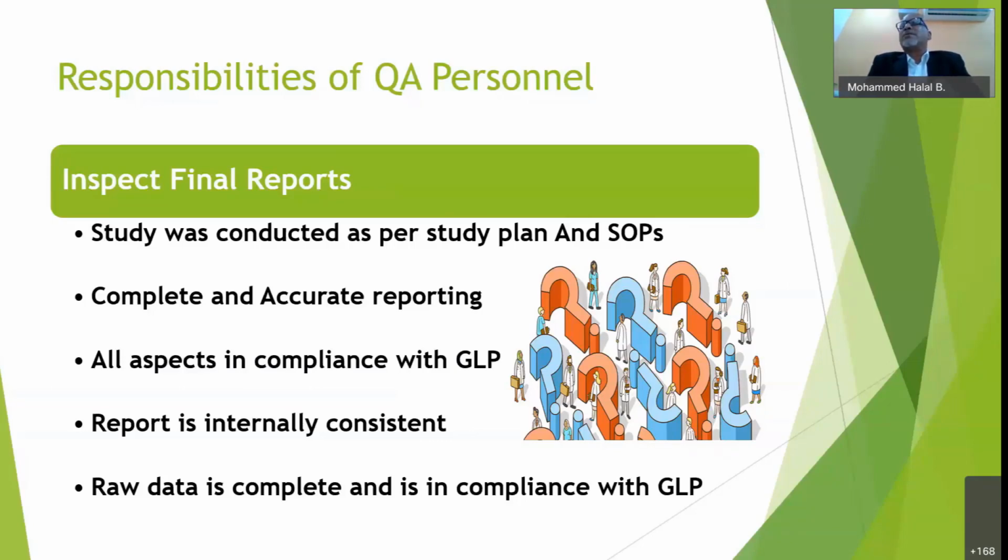There may be many parameters like histopathology parameter, hematology parameter, body weight observation, feed weight observation. There are many things. It has to be consistent. So whether that report is internally consistent or not, we have to see. And the raw data is complete and is in compliance with the GLP. All the raw data. You know how to fill the raw data. Maybe some of my fellow speakers already covered this, or maybe are going to cover how to record the raw data.